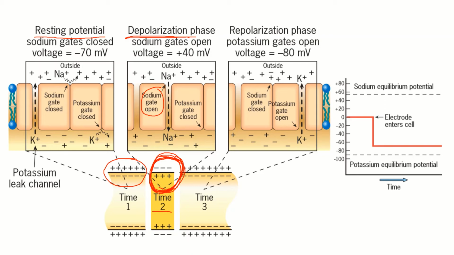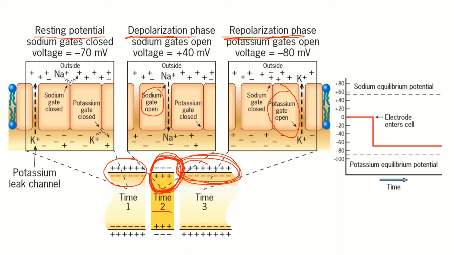When that happens, desensitization, okay. Or when the stimulus stops, repolarization will then occur. That happens because the potassium gate will open, causing more potassium ions to go out of the cell, thus restoring the more positive charge outside of the cell membrane than on the inside of the cell membrane.